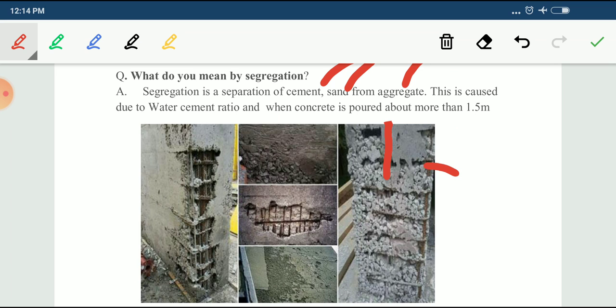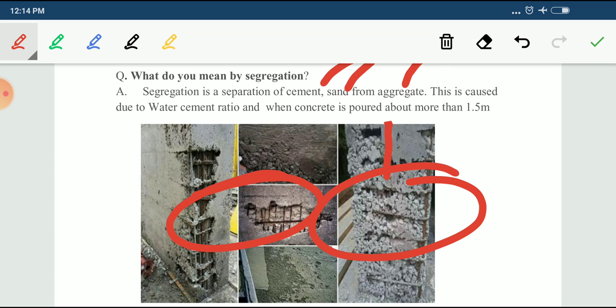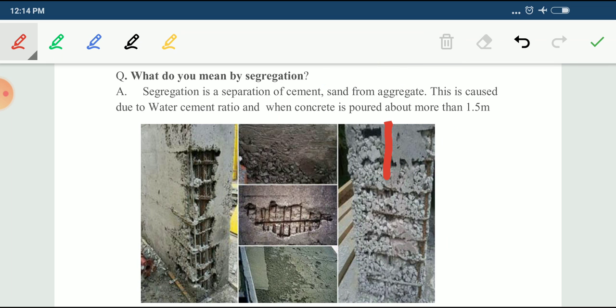In the picture it is already shown. This is what will happen if segregation happens. It is caused due to the water cement ratio, and when the concrete is poured from a height of about 1.5 meters. This is called segregation. We'll move to the next one.